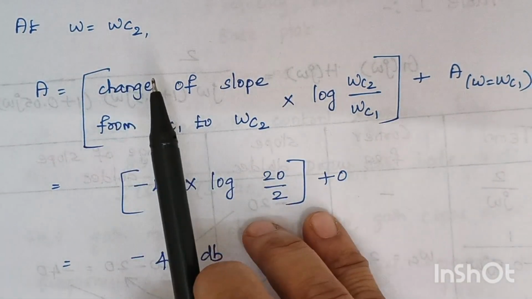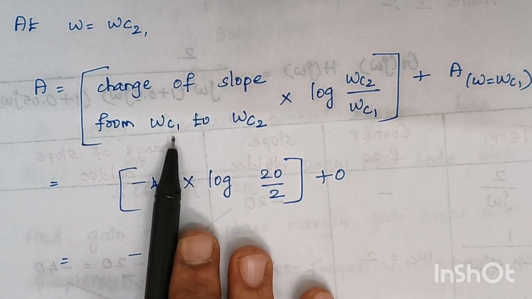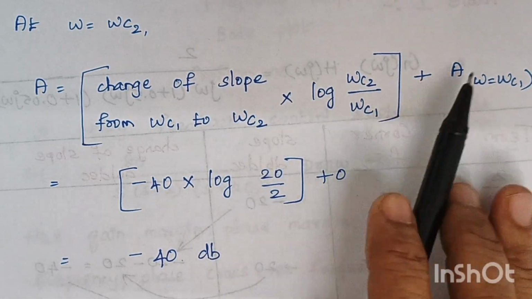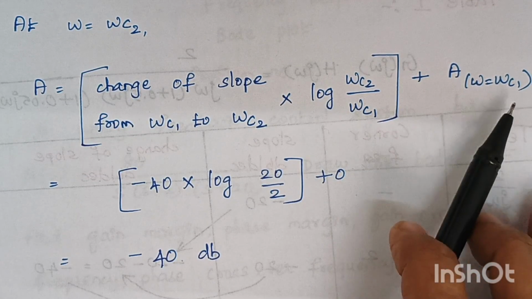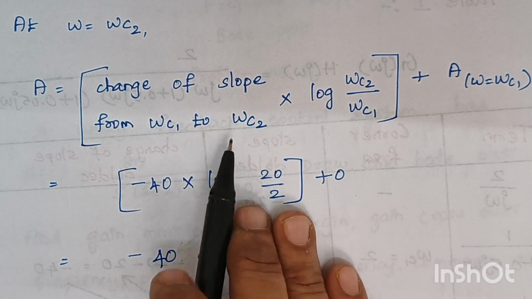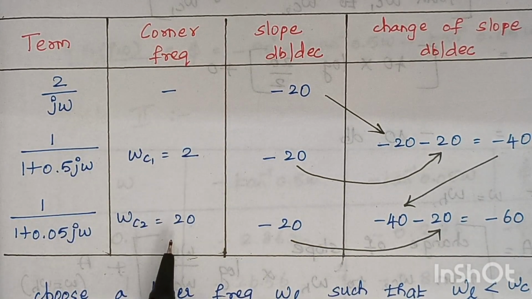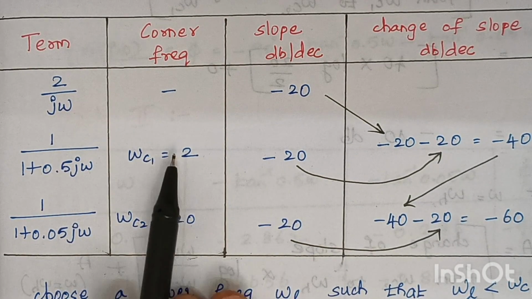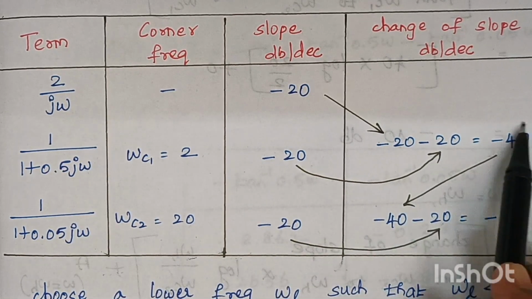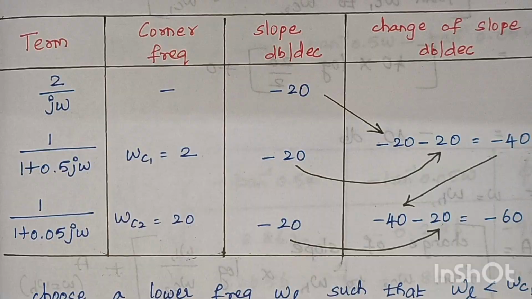At omega equal to omega C2, here the formula is different. You see, it is the change of slope from omega C1 to omega C2 into log of omega C2 by omega C1 plus the value of A when omega equal to omega C1, right? So what is the value of change of slope from omega C1 to omega C2? Here we have to look at the table. This is our omega C1 and this is our omega C2. From omega C1 to omega C2, what is the value of change of slope? It is minus 40, right? So we have to write it over there.